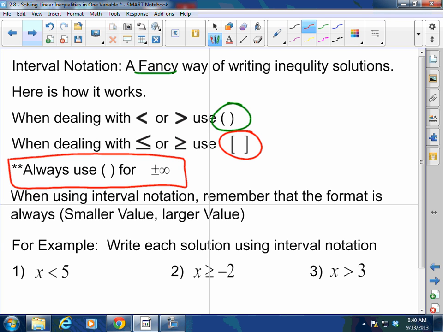Now, look at this guy right here. You always use parentheses for infinity. I have a plus or minus infinity here. That just means negative infinity, not 8. Negative infinity or positive infinity. Whenever we're dealing with infinity, we are using parentheses. Now, the question may be, why, Mr. Morrow? What if it says x is greater than or equal to infinity? You mean to tell me, Mr. Morrow, that I can't use a bracket? You said greater than or equal to.